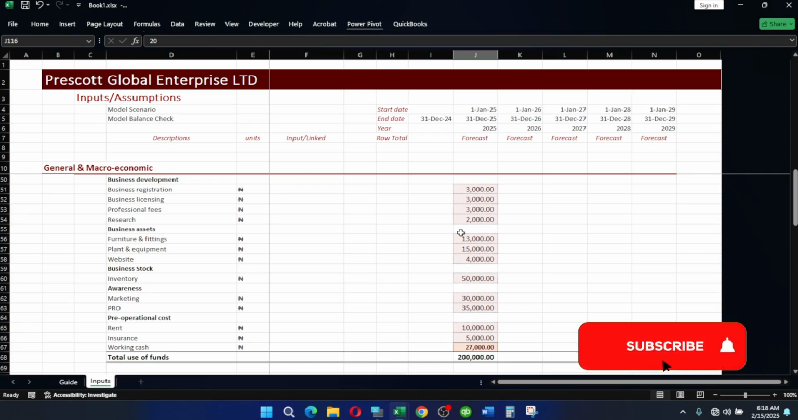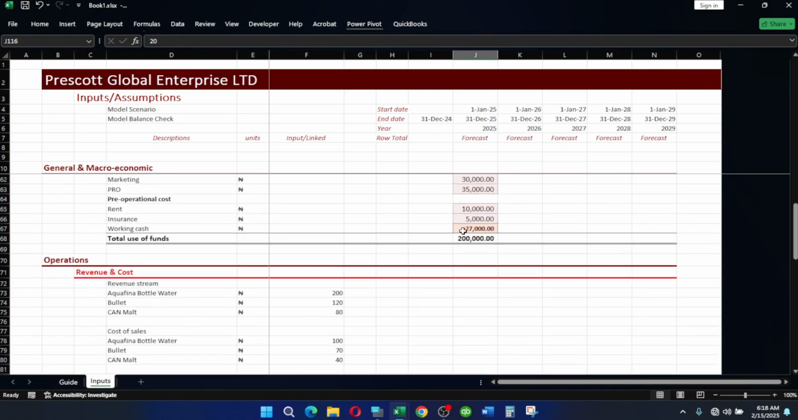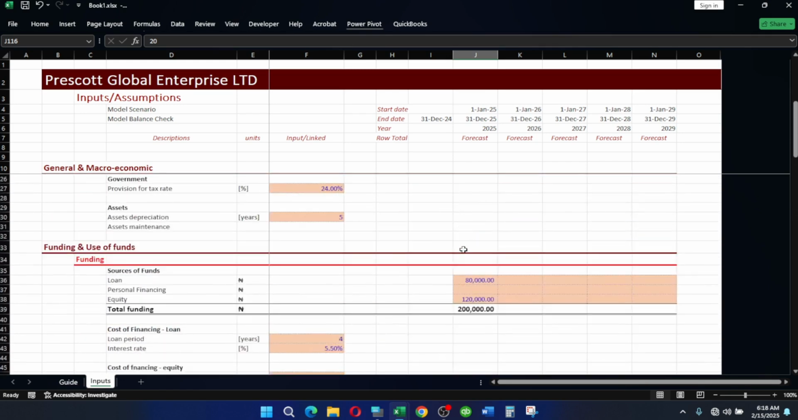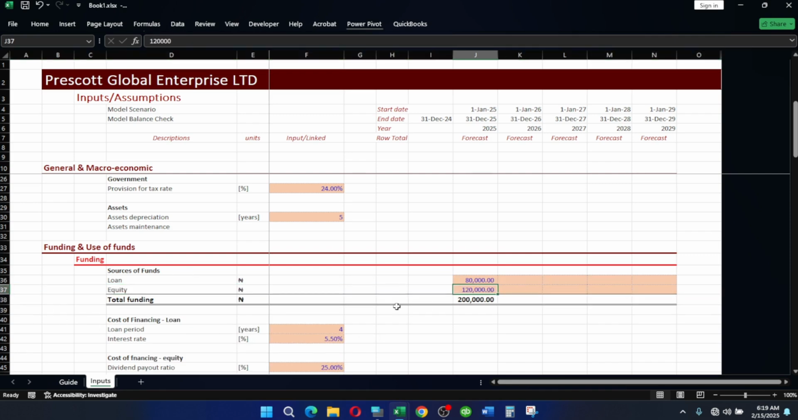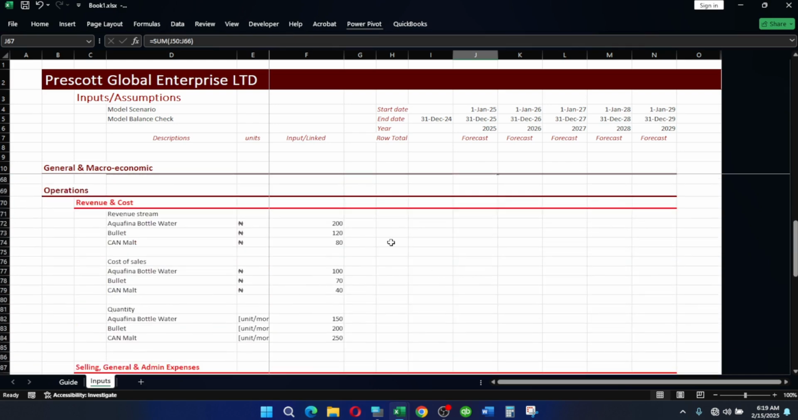In this section we are going to be talking about how to do the revenue and cost assumptions. In the previous section we looked at the sources of funds, and we were able to establish that our sources of funds are loan and equity financing. Our equity financing is 120,000 and our loan amount is 80,000, giving us a total fund of 200,000. Now we also said that when we come back we are going to be looking at the assumptions for revenue.